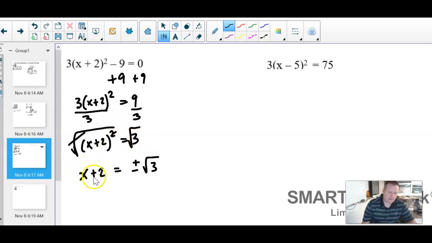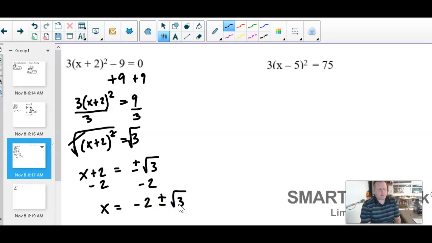And then I do need to get x by itself because that's my goal here, so I'm going to minus 2. And so I'll be left with x equals negative 2 plus or minus the square root of 3, which again, you could plug that in your calculator and you can get 2 different values. Matter of fact, if you go negative 2 plus the square root of 3, that's going to give you approximately negative 0.268.